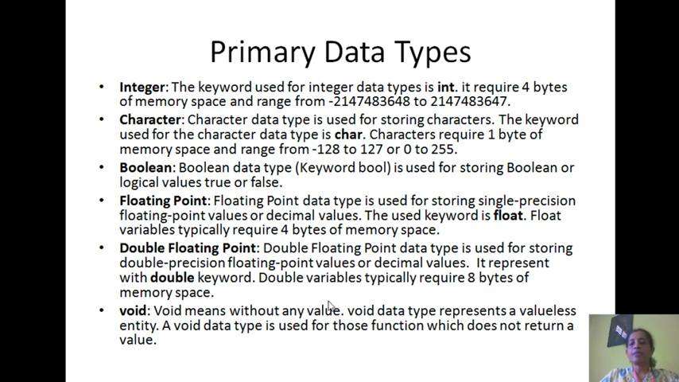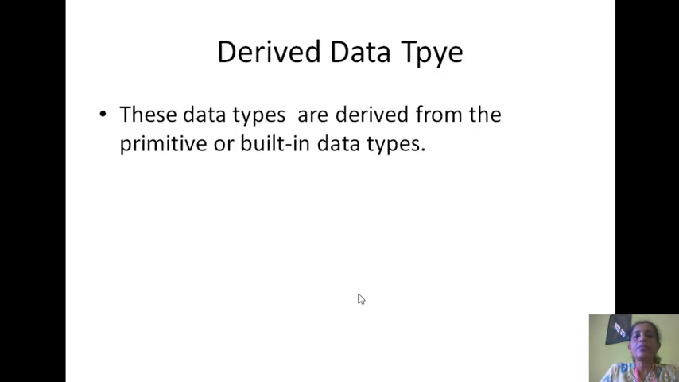The next data type is void. Void means this is a data type which represents no value. That's why it is called void, or a valueless entity. A void data type is normally used in the case of a function which does not return any value. So these are the primary data types.